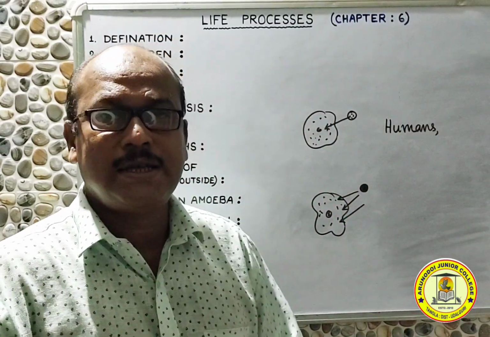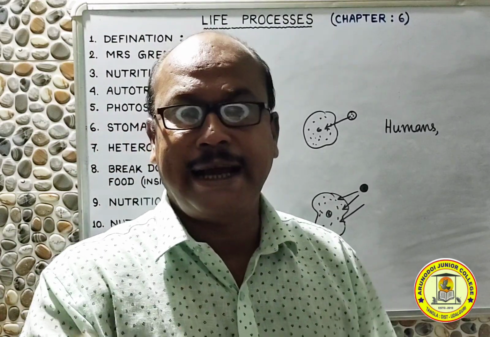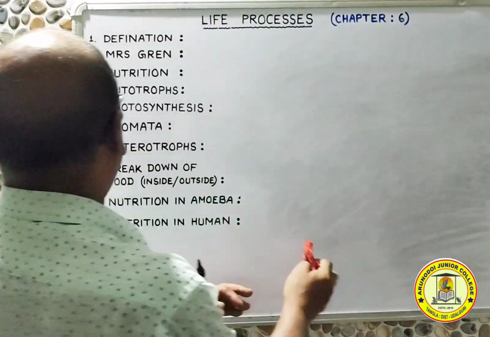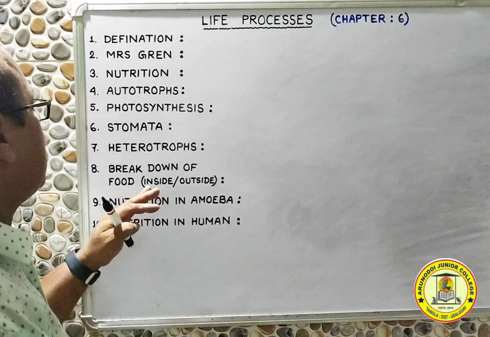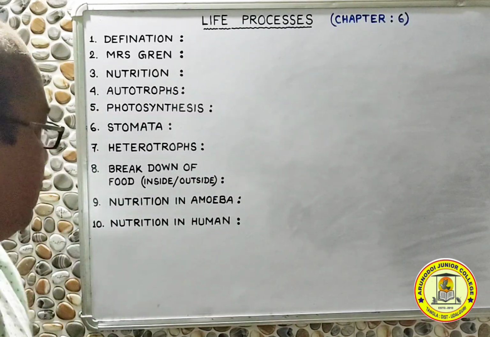They do not digest the food inside the cell, but before that, they decompose the food outside and then they eat it. So they are decomposers. So this is what we wanted to discuss about the breakdown of food inside and outside the body, or outside or inside the cell.